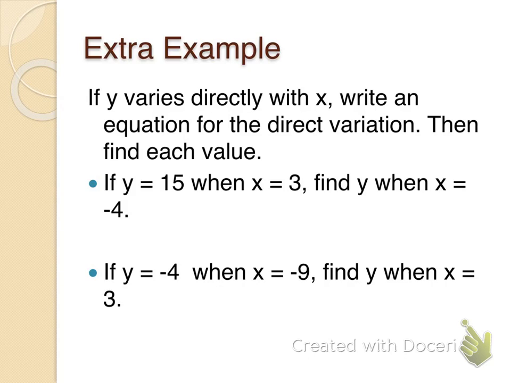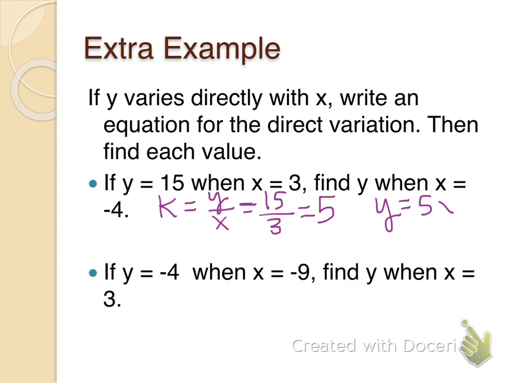All right, last examples. If y varies directly with x, write an equation for the direct variation, then find each value. So in this case, these should be the simple ones. We're just going to find what k is and then use it in our direct variation equation. So k equals y divided by x. They told me y is 15 when x is 3. 15 divided by 3 is 5. So I know k is 5. My equation would be y equals 5x.